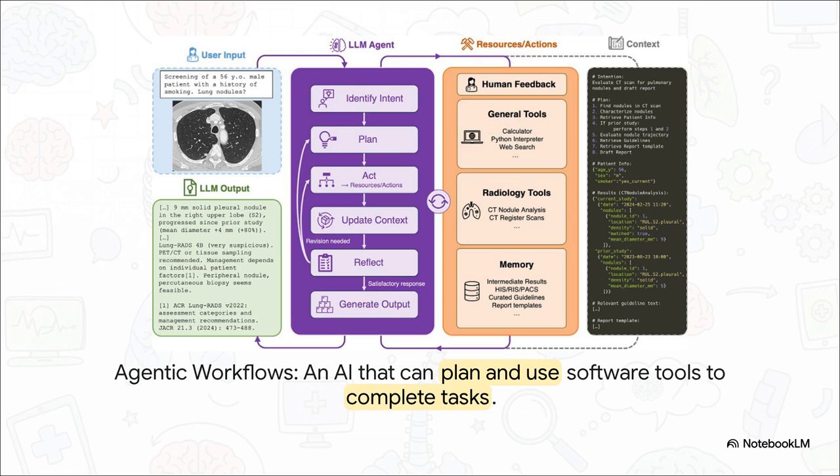And then you have what's called agentic workflows. This is a whole other level. Here, the LLM starts acting less like a chatbot and more like a project manager. As you can see in the diagram, it doesn't just answer a question. It figures out what you're trying to do, creates a step-by-step plan, and then uses other software tools like a calculator or a data analysis program to get the job done. This is how you start to automate really complex, multi-step tasks.